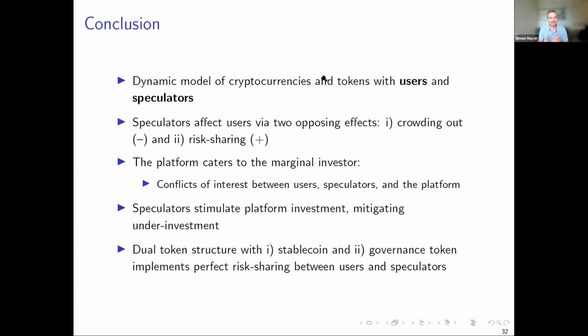In this paper, I develop a dynamic model of cryptocurrencies and tokens, which features both users and speculators. Speculators affect users via two opposing effects: the crowding out effect, which is negative, and the risk sharing effect, which is positive.